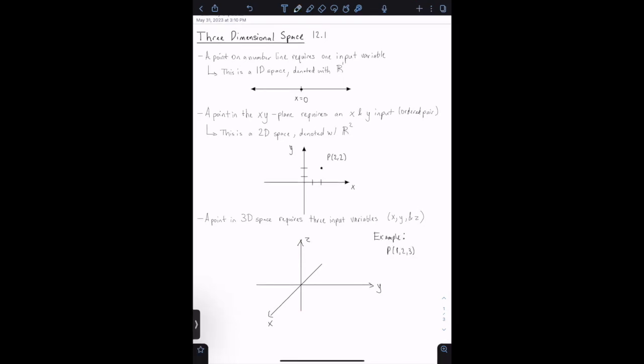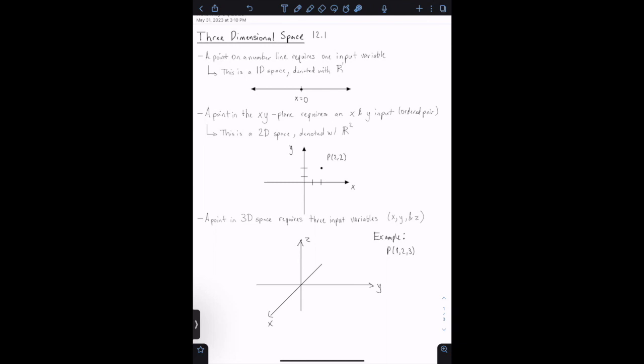Sometimes you might see the x-axis, the y-axis, and the z-axis labeled differently. You might have this as the y-axis sometimes, this as the x-axis, or this as the z. But in the Stewart calculus textbook that I'm using, this is how they denote the axes.